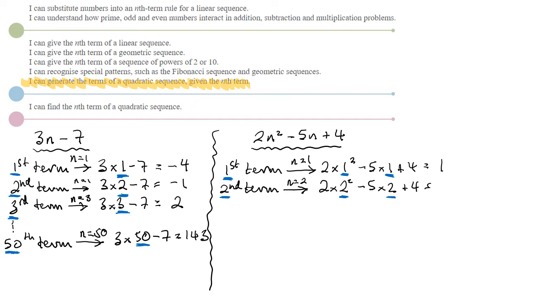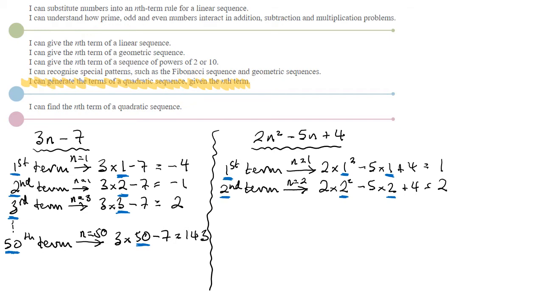Now, to work this out, we need the rules of BODMAS. So we need to work out what 2 squared is first here. 2 squared is 4, so you do 2 times 4, which is 8. Then this is 10, so 8 minus 10 is negative 2. Then negative 2 plus 4 gives me 2.